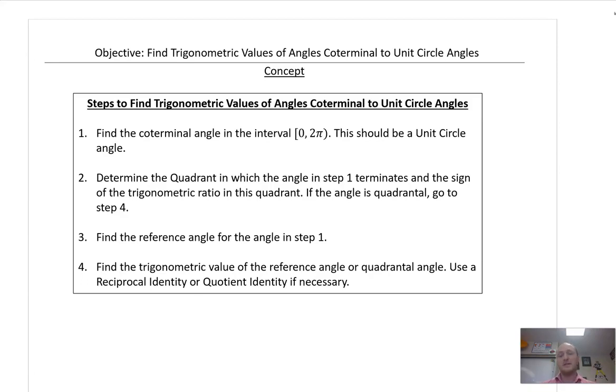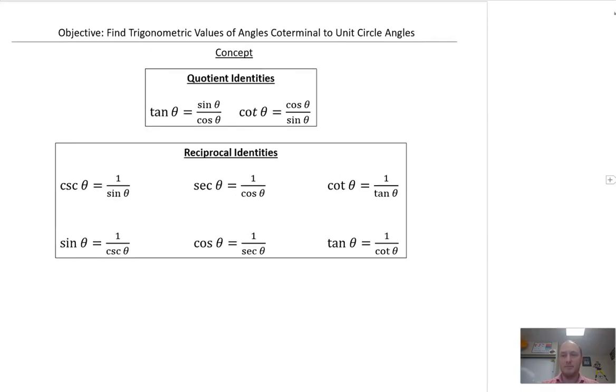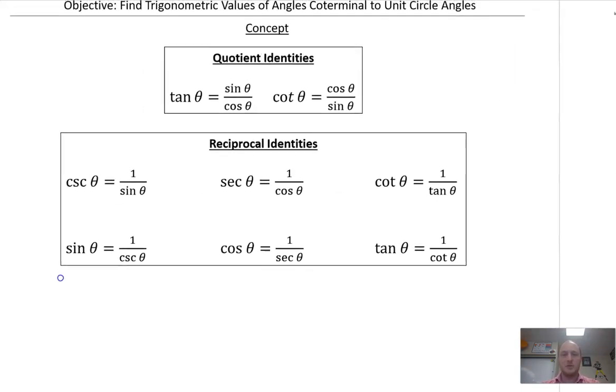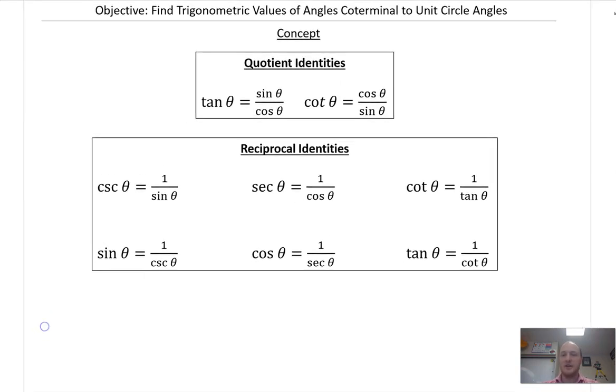We're also going to be utilizing our reciprocal identities and quotient identities. If you need a refresher, they are here. Just remember that tan of theta is sine over cosine, cotangent of theta is cosine over sine. Cosecant of theta is 1 over sine, right? It's the reciprocal, and the reciprocal of secant theta is cosine theta. So that's 1 over cosine. All right, we're going to go ahead and jump right in.